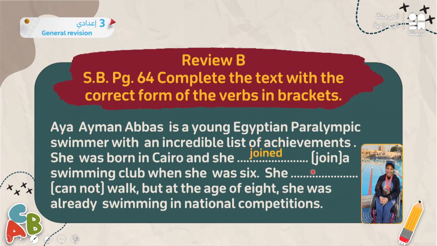She [couldn't] walk, but at the age of 8, she was already swimming in national competitions. طيب, I'm still in the past. لأنه هنا age of 8 ولسه كنت بتكلم على age of 6, so we're still in the past simple. طيب, هنا عندي can't, and I need the past of can't to express ability. So the past is she couldn't walk.